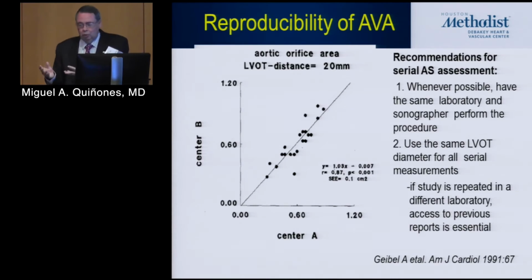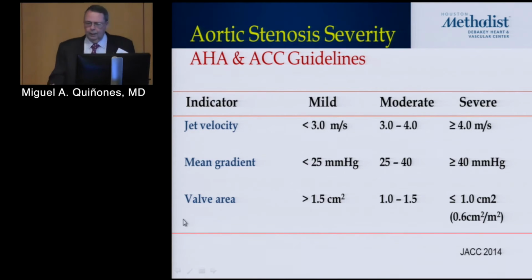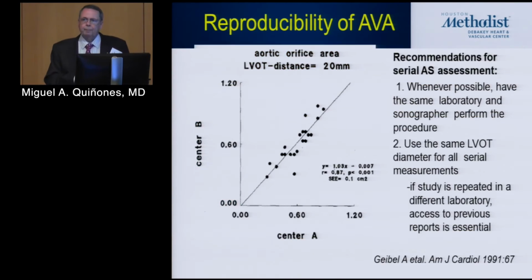Because the velocities were so reproducible, the valve area became very reproducible because they artificially fixed the LVOT at 2. I'm not saying that we should do that. This was just a proof of concept that the biggest problem we all have with the valve area is with the LVOT diameter. And sometimes with the LVOT velocities too, but mostly LVOT diameter.